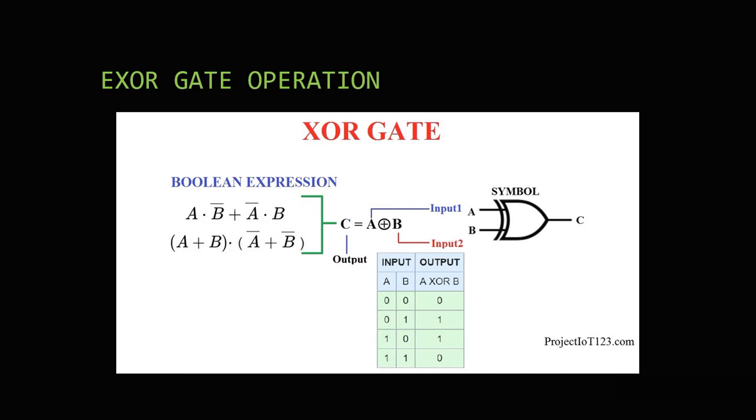The next important gate is XOR, or EXOR, the exclusive OR gate. The exclusive OR gate is an example we will discuss of how universal gates can be joined to form another type of gate. In this XOR gate, we can see that we use two OR gates, two AND gates, and two NOT gates joined together in order to form this kind of XOR gate.